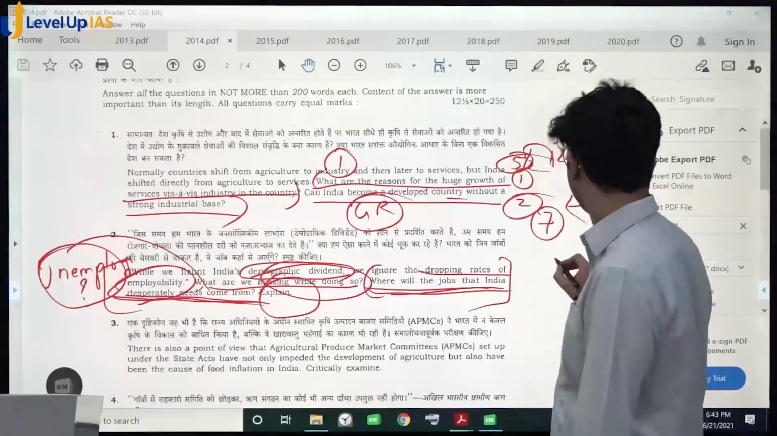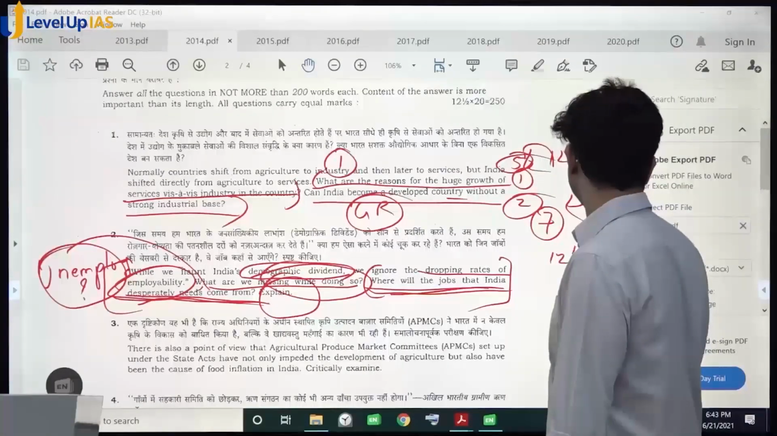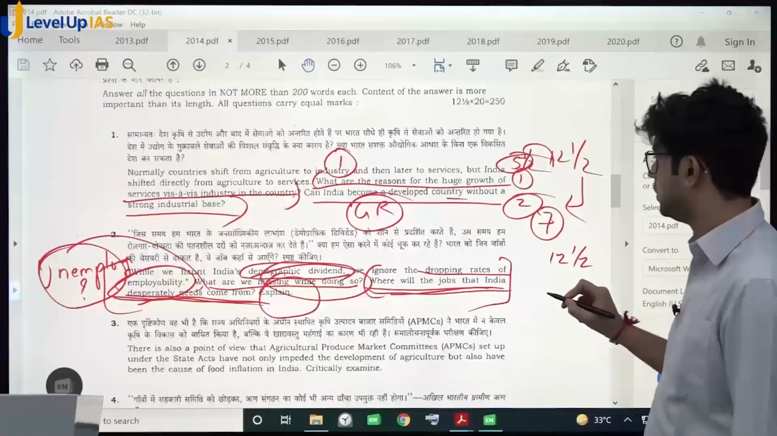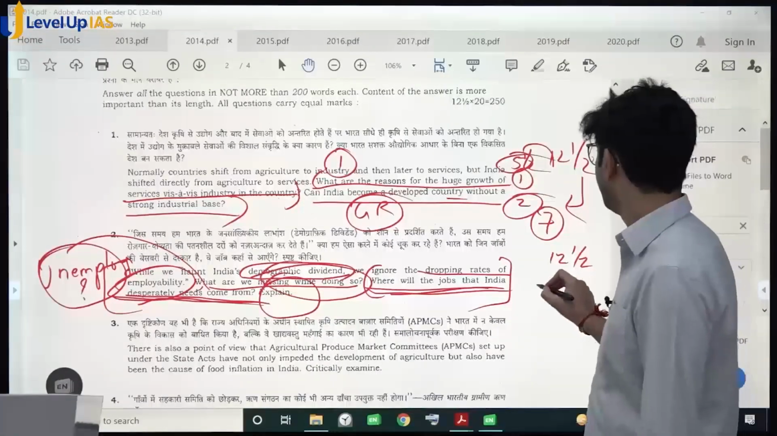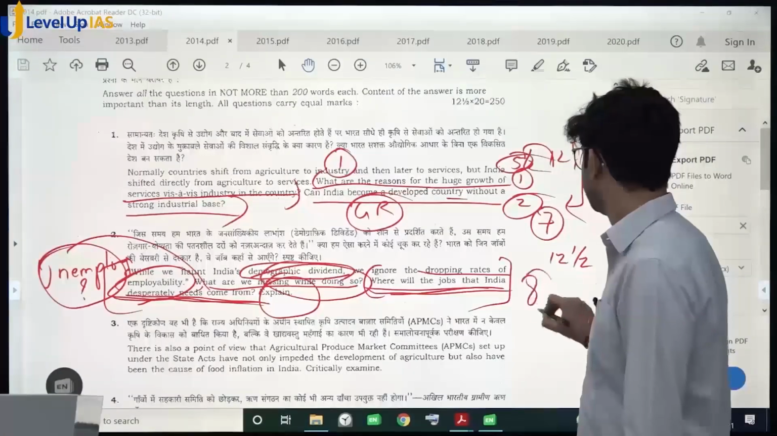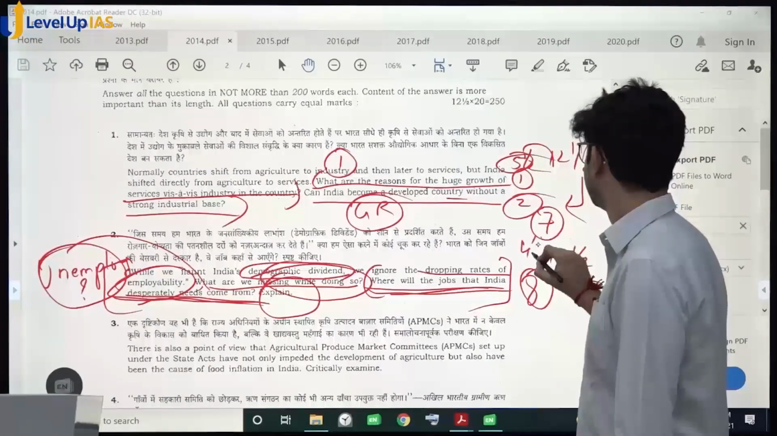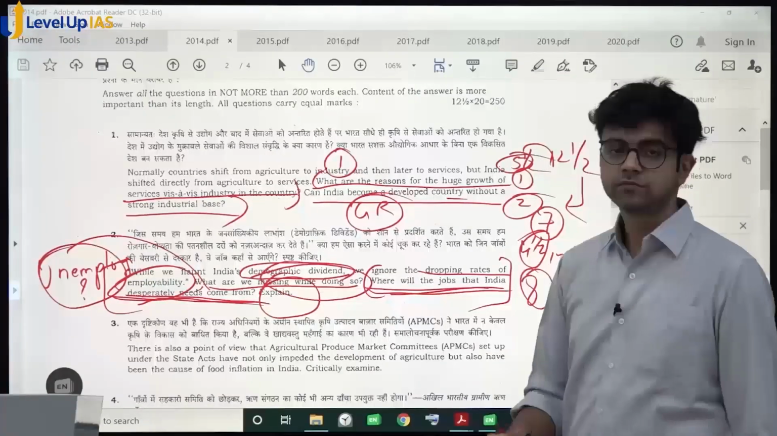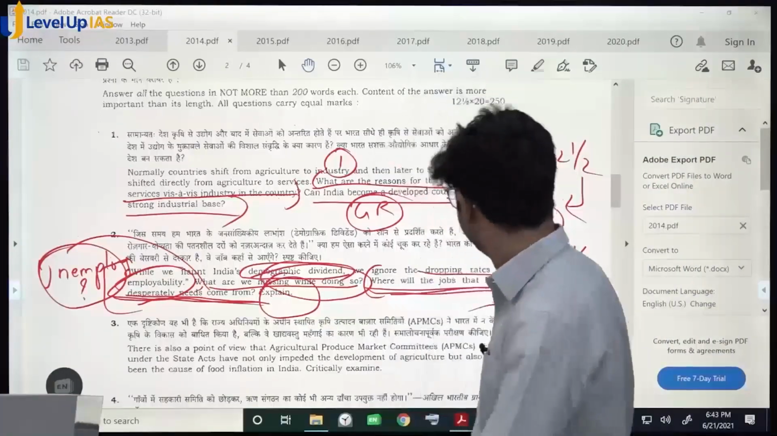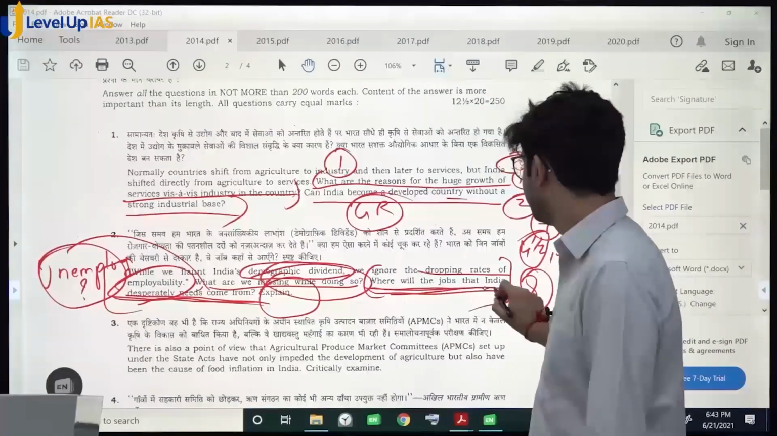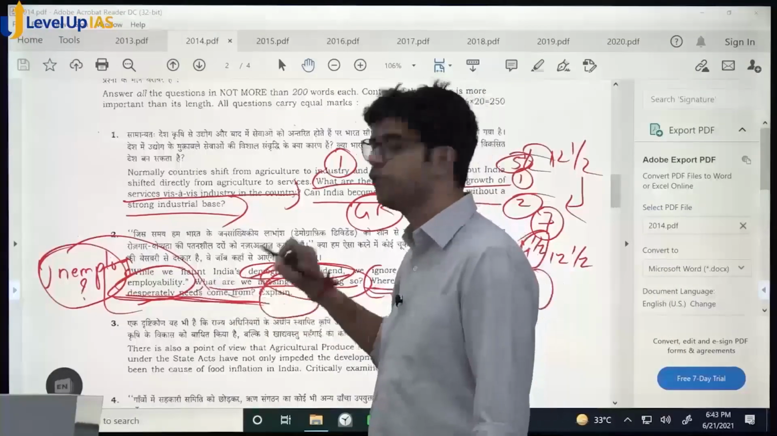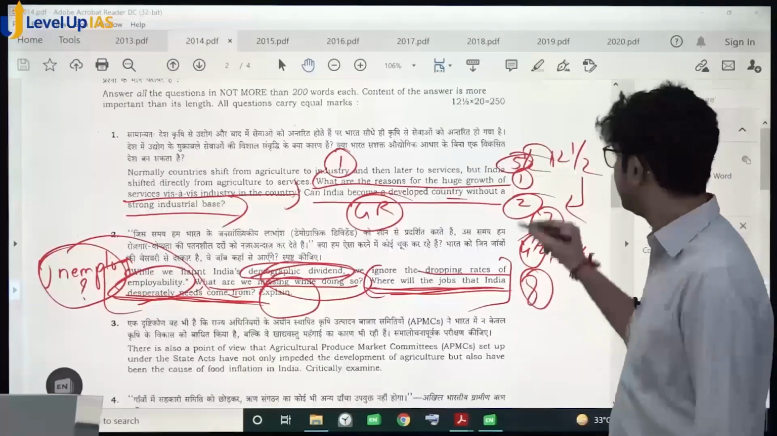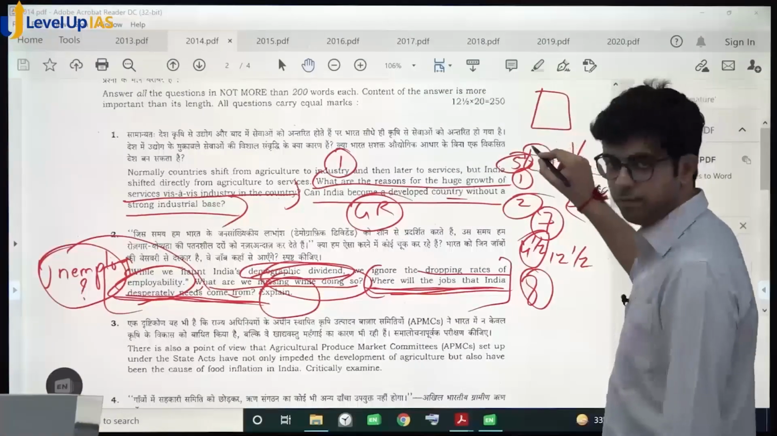So obviously, out of 12 and a half, I will give, I don't know, we can give 8 also. 8 will go to this, and 4 and a half will go to the first part. Where will the jobs that India needs come from? A small question, but a big answer.